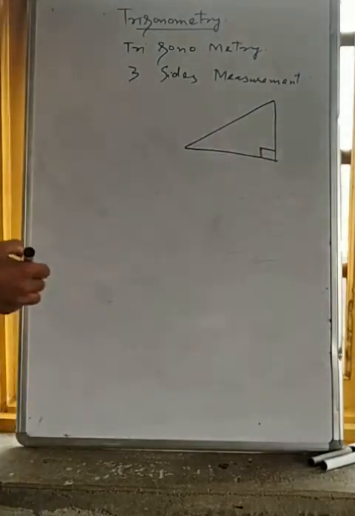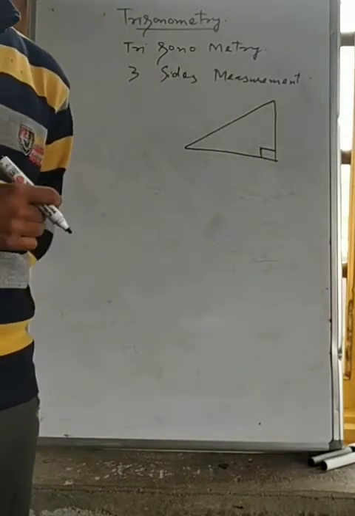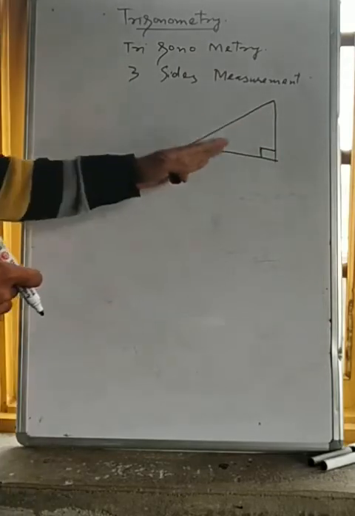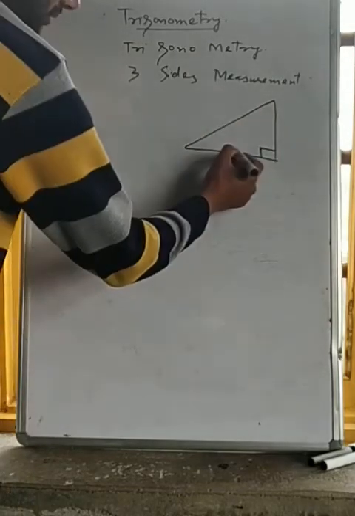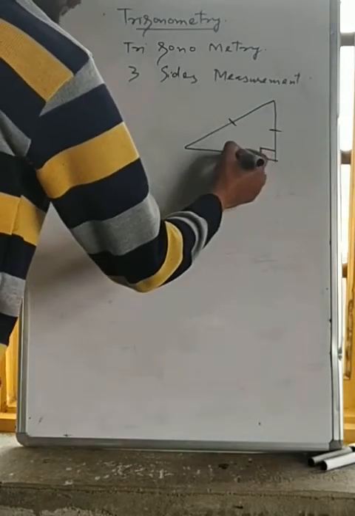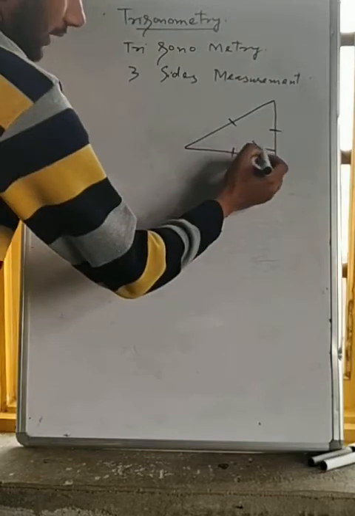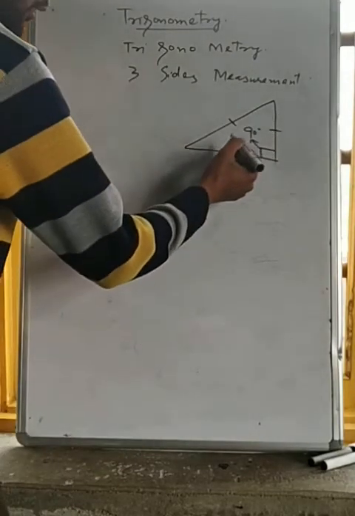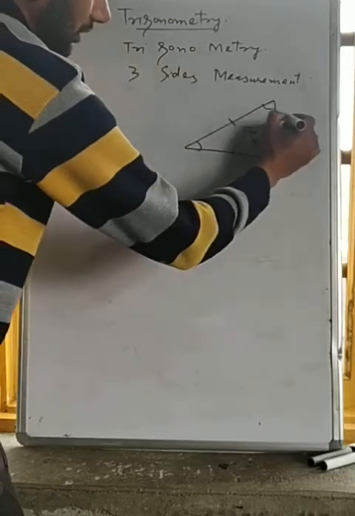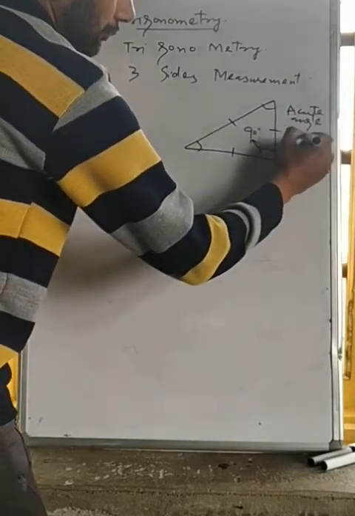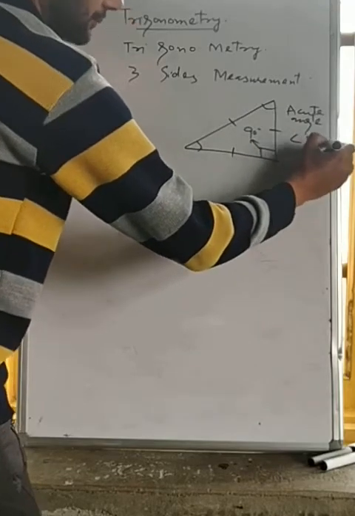So it is the foremost thing for us to know what exactly a right triangle is. A right angle triangle has three sides, which every triangle has. One angle is equal to 90 degrees, and the two other angles are always acute angles, meaning they are less than 90.